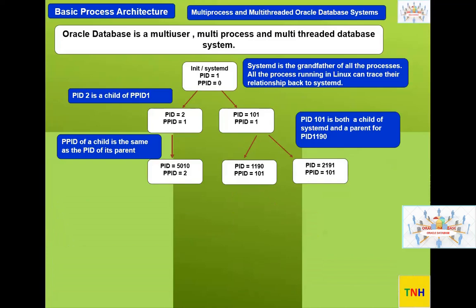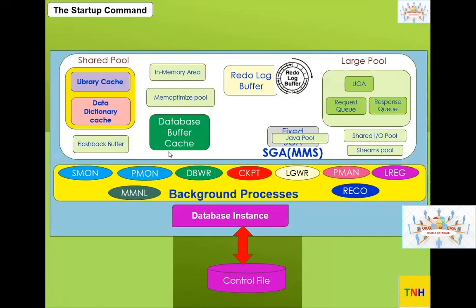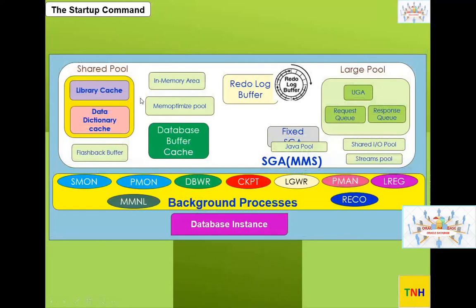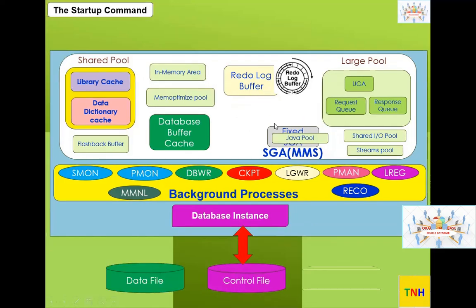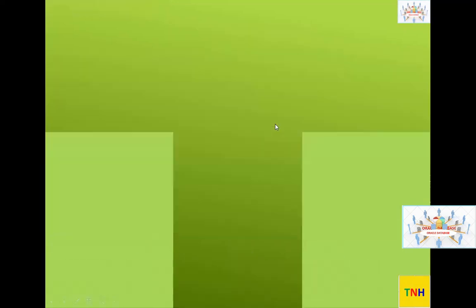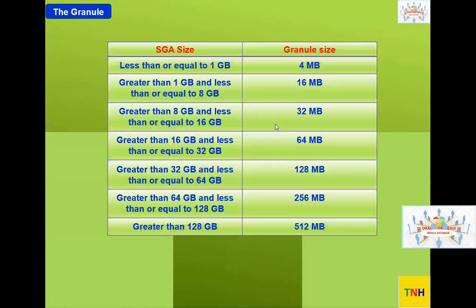If I take you back, this is what we have done. Remember, we identified the components within the shared pool: library cache, dictionary cache. We had a very brief introduction, and we got to know it is a component within the SGA. You can see the other components as well. After that, we went into more detail with regard to the granules and so on.